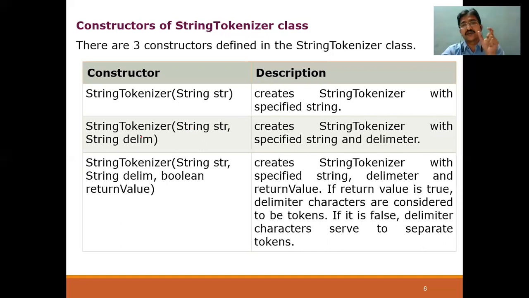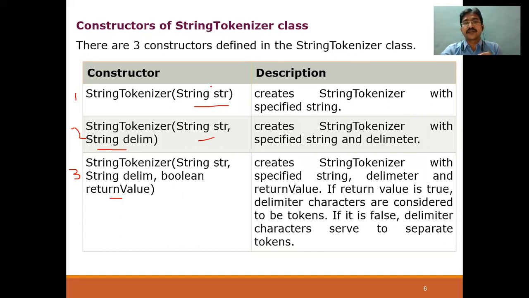Now StringTokenizer is a class, and we have three constructors in this StringTokenizer. What differs is the parameters. The first is a one-parameter constructor. The second one is a two-parameter constructor. The third one is a three-parameter constructor. So these are the three different constructors available.